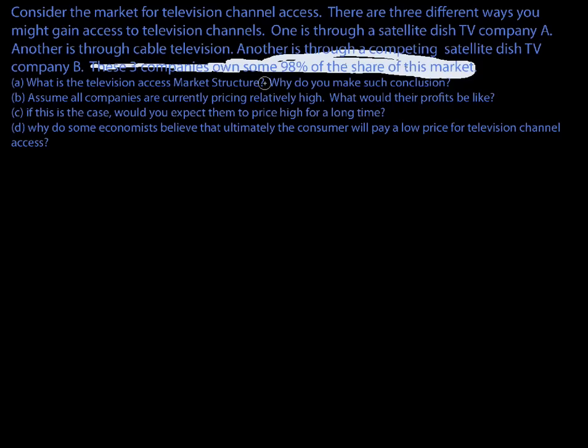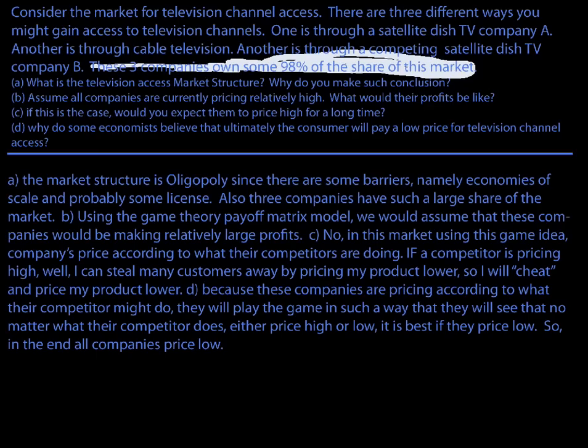What is the television access market structure? How do you make such a conclusion? Same question. Assume all companies are currently pricing relatively high, etc. Same kind of question. What's the answer? The market structure is oligopoly. Why? Since there are some barriers, namely economies of scale and probably some license, also three companies have such a large share of the market. This person certainly knows what they're talking about.